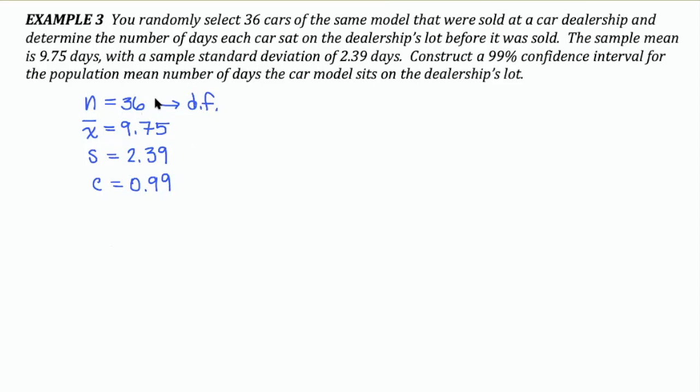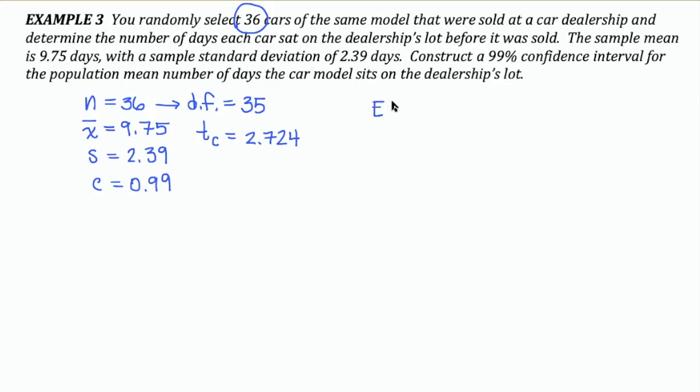I actually skipped a step here. Please notice our sample size is at least as big as 30, so therefore I can use the t distribution in this case. My degrees of freedom is one less, so it's 35. And so I'm now going to go to table 5, look up 35 degrees of freedom and a 0.99 confidence level, and my critical value is 2.724.